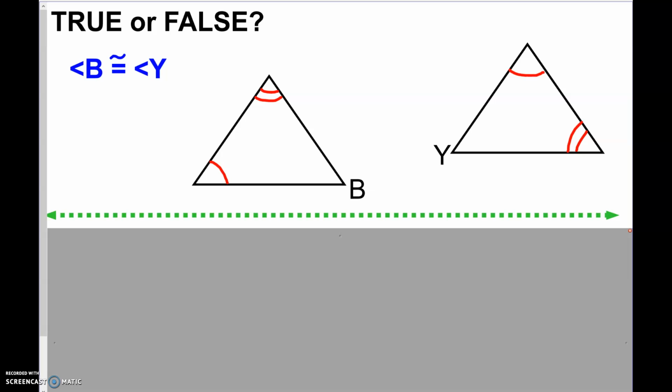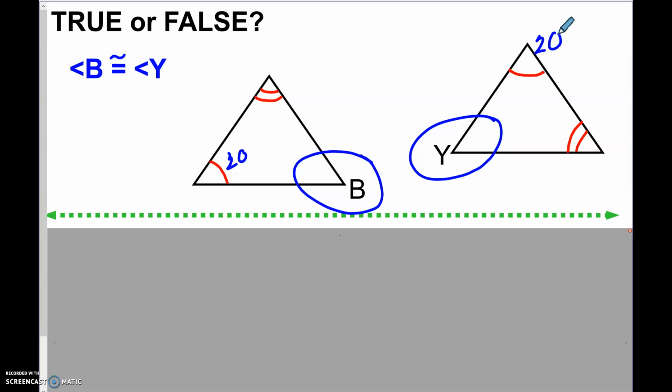All right, next sample here. Is angle B congruent to angle Y? What do you think? Is angle B going to be congruent to angle Y? Well, let's just say this is 20. So that's 20. This has to be 20. And let's just say this is 80. So that's 80. This is 80.